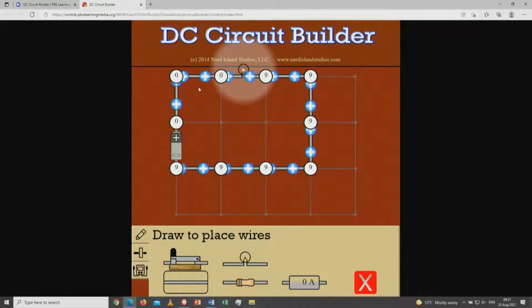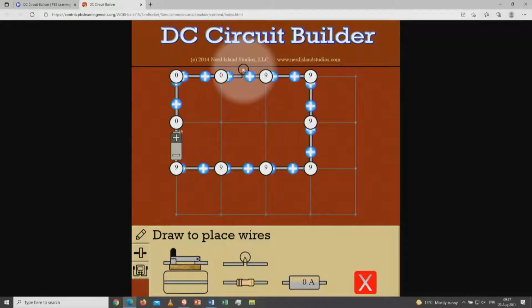As you can see, with us, we use conventional current, where we would say positive charges move from the positive terminal of the battery to the negative. So in this circuit, they show positive charges moving from the negative terminal to the positive terminal of the battery. So I think that is one thing that you need to be aware of.